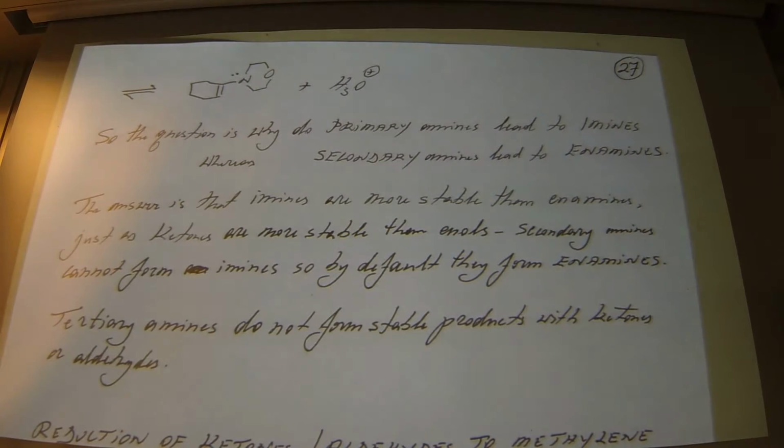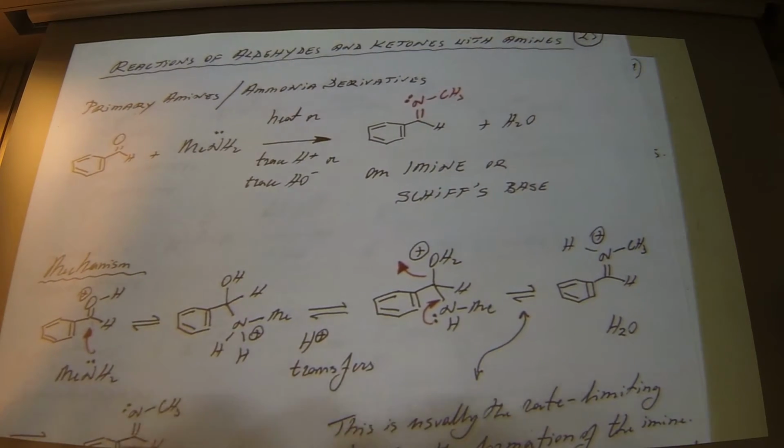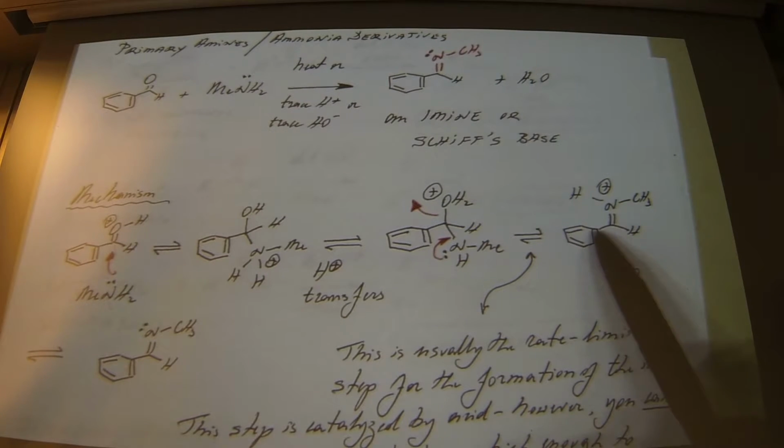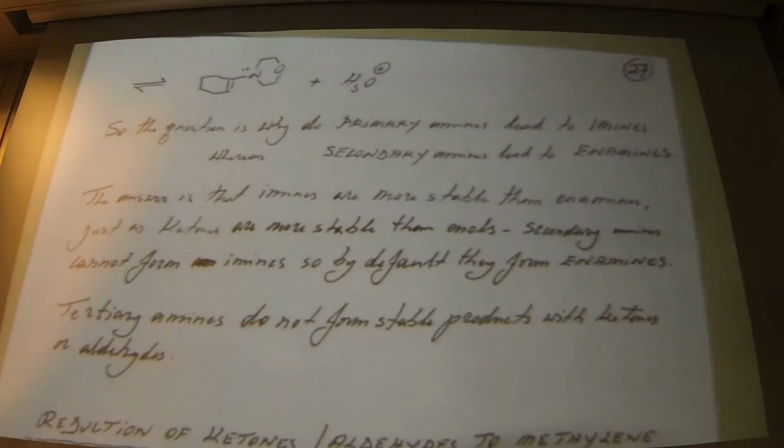In other words, there's nothing to stop this compound here. I picked a bad example to show you, but if this were cyclohexyl, then I could have lost a proton here, and that would have worked to give me an enamine.